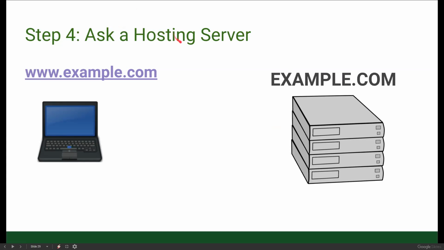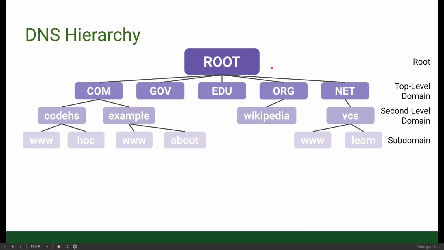So we're going to the next level down. We're asking a hosting server for example.com. So as we are moving down through our hierarchy, we've gone past our second level domain into a subdomain now. So within each of our second level domains, so within example.com, we could have www.example.com. We can have about.example.com. With VCS.net, we can have www.vcs.net or learn.vcs.net. Those are both subdomains within our VCS second level domain.